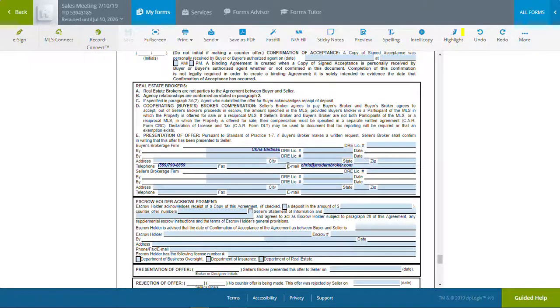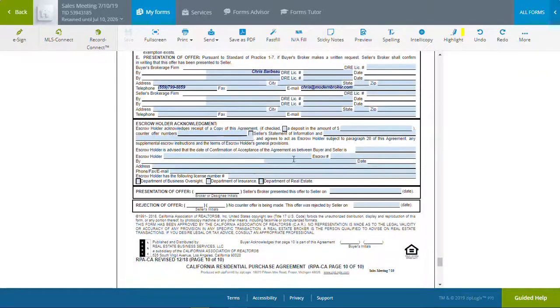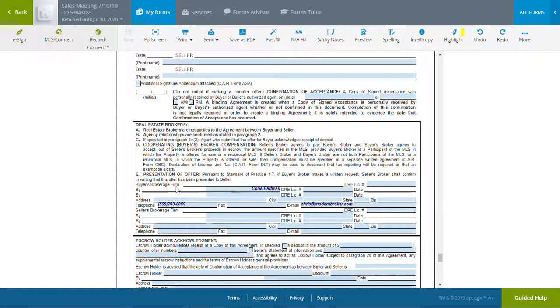So on your RPA right here, there's a section, this box that we sign on the last page, page 10, where the agents sign. There's a section here on cooperating buyer's broker compensation. And what the contract says is that seller's broker agrees to pay buyer's broker, and buyer's broker agrees to accept out of seller's broker's proceeds in escrow the amount specified in the MLS, provided that the buyer's broker is a participant of the MLS in which the property is offered for sale.